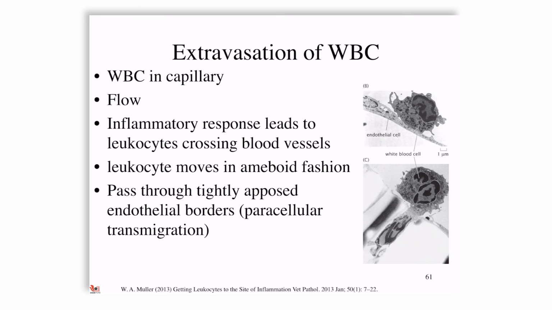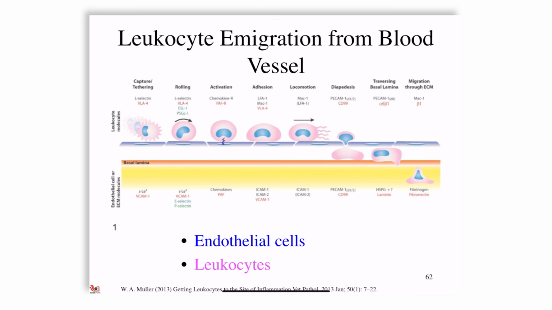But at the same time, when leukocytes need to respond to inflammatory activity and signaling, the blood vessels need to also allow the WBCs, leukocytes, to pass through the borders. This is called paracellular transmigration. The first step in this process is the capture and tethering of leukocytes on the endothelial cells.